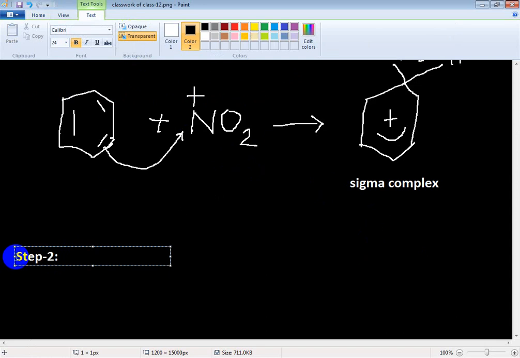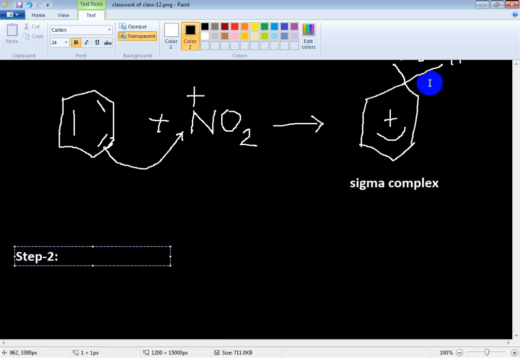Step 2. Look, this hydrogen atom is called a proton, and this proton is lost. Due to the positive ion formed, this is the benzene ring. When the sigma complex forms, the benzene ring loses its aromaticity. We know an aromatic compound has some characteristics, and these properties are called aromaticity. Benzene is an aromatic compound, and it loses the property of aromaticity when it forms the sigma complex.